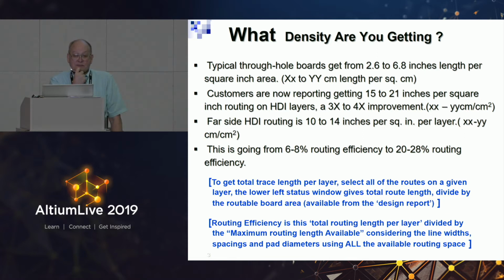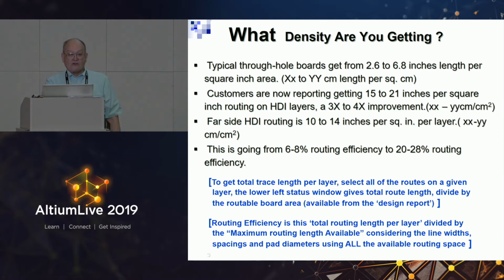It's interesting because on the far side of an HDI board, they're reporting 10 to 14 inches. So there's definitely a side one preference on placement of parts. One side of an HDI board is a higher density than the far side, and that simply is because of assembly, test, whatever it is. They're not perfectly balanced, and maybe will never be perfectly balanced. One side is always a higher density than the other side.